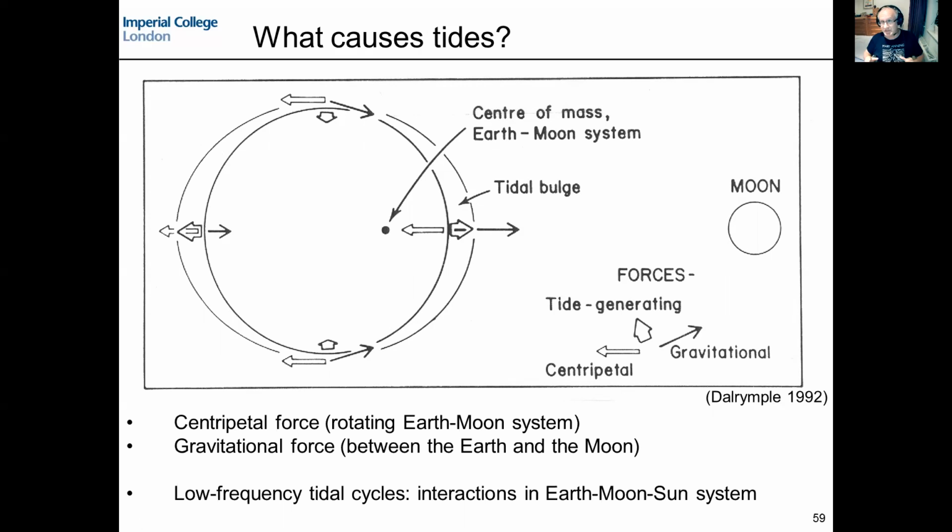The spring-neap cycles, so those are the periods over 2 weeks, are basically caused by the alignment of the Earth and the Moon with the Sun. So that creates another force balance, including gravity and centripetal forces, that generates these 2-week cycles.